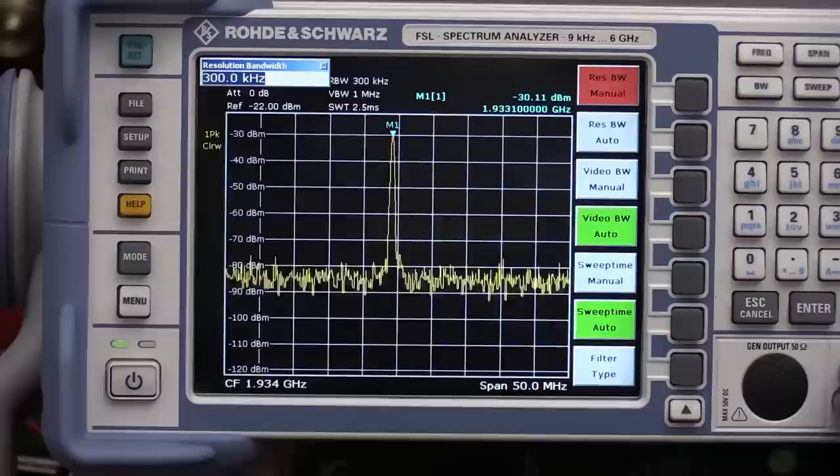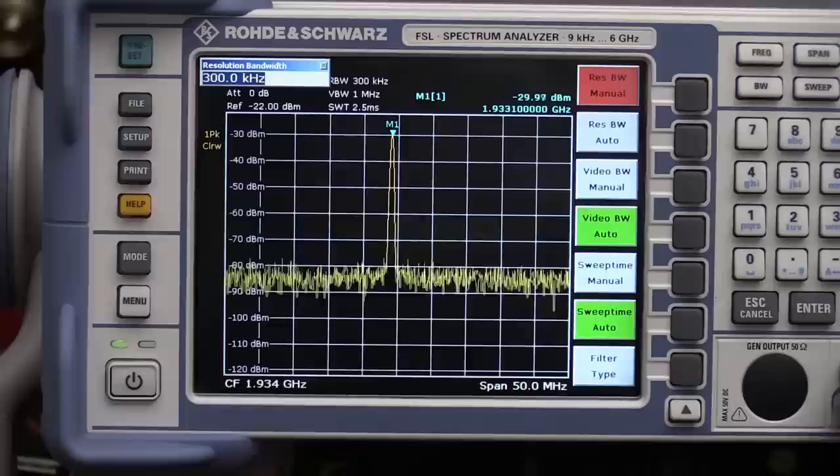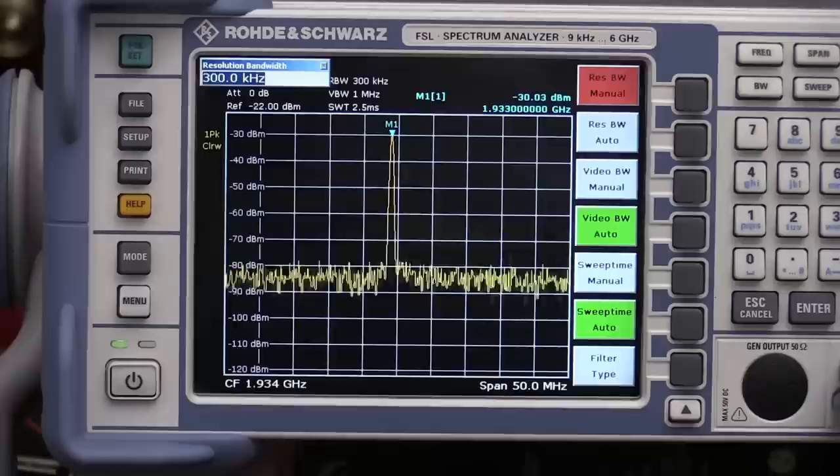So that means that this Gunnplexer probably provides about minus 10 dBm or minus 5. I'm not quite sure about that, but somewhere in that range.